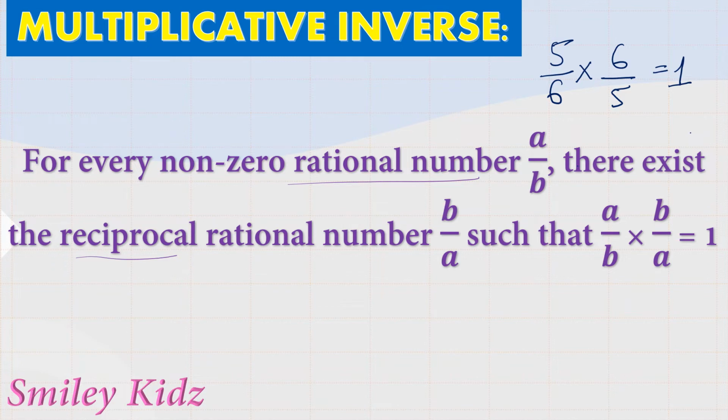So what can we conclude here? For any non-zero rational number, when we multiply that rational number with its reciprocal, then we will get the answer as 1. This is the multiplicative inverse. Let's see few more examples. Minus 2 by 3. This is a rational number. What will be the reciprocal of this rational number? It is minus 3 by 2. When you multiply these two, we get the answer as 1. This is multiplicative inverse.